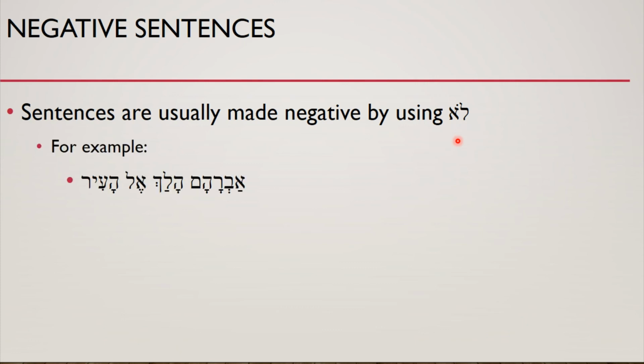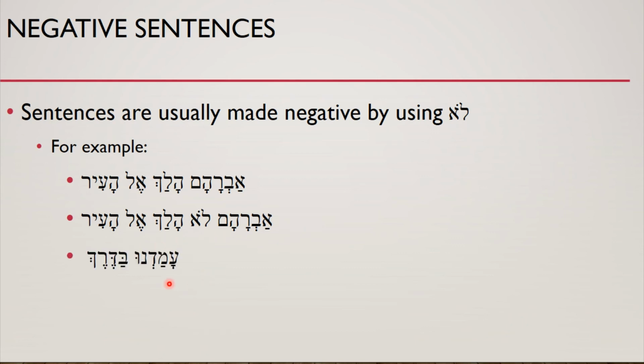So we have this sentence here, Avraham halach el ha'ir, which is Abraham walked to the city. Well, if you want to make that negative, we just add the word lo to it. So Avraham lo halach el ha'ir. Abraham did not walk to the city. We have this sentence here, Amadnu baderech, which is we walked on the road.